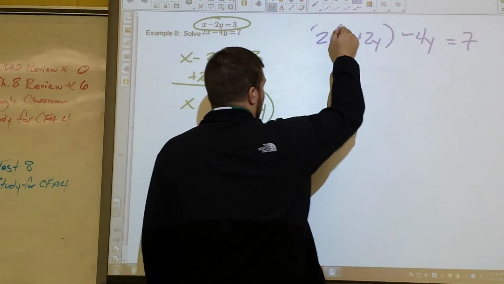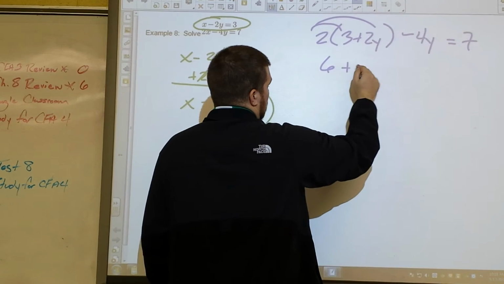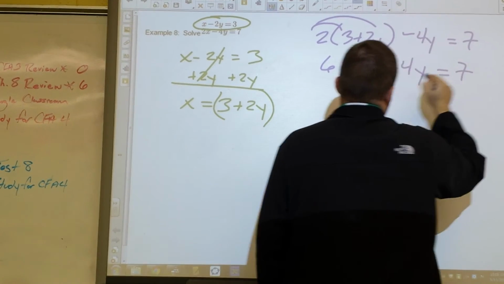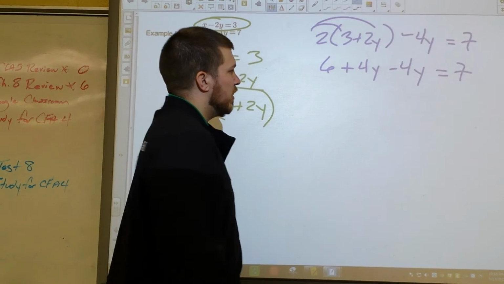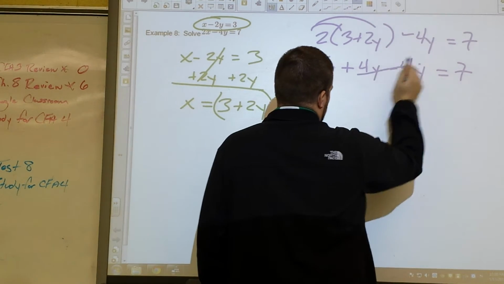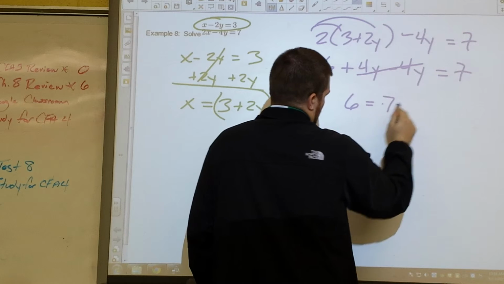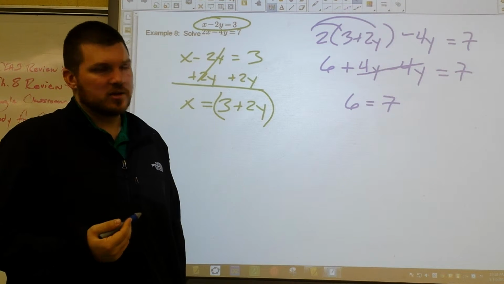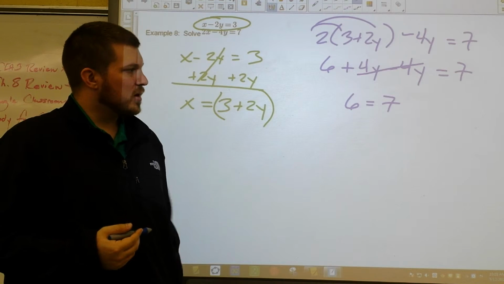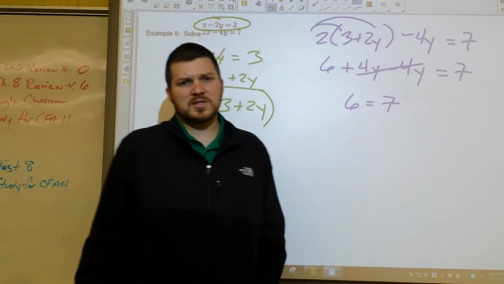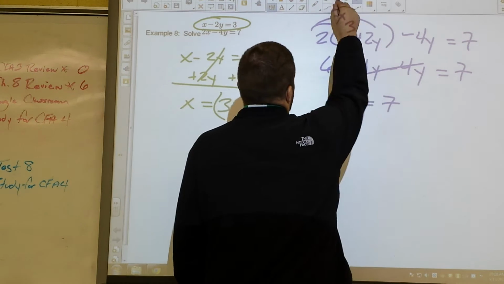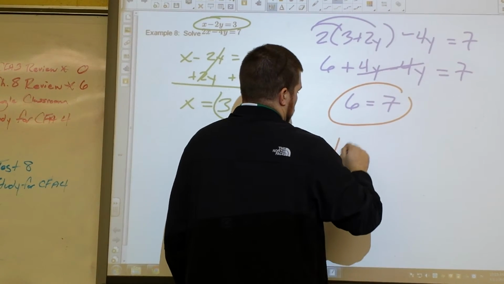Now I want to clean up as much as I can. I see distributive property. So I have 6 plus 4y minus 4y equals 7. And I want to keep cleaning up. 4y minus 4y is going to cancel out. So I have 6 equals 7. Well, hold on. My y's disappeared. That's not good. Since my y's disappeared and I end up with this thing, 6 equal to 7, that doesn't make sense. 6 is never equal to 7. So this is never true.